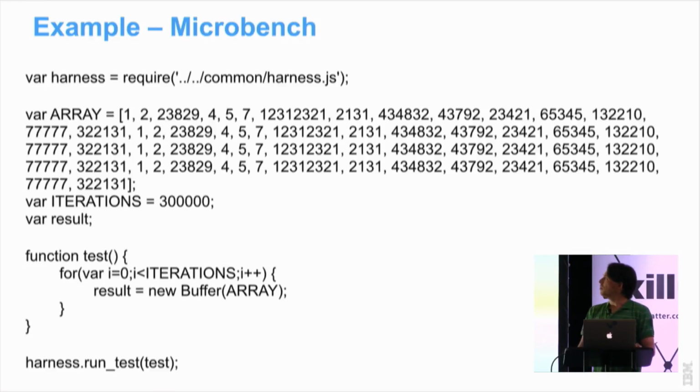So as an example, this is a micro benchmark that we've been running at IBM, and it simulates creating a buffer from an array of numbers. We repeat this operation a large number of times and then run it through a test harness which tries to either get good quality data or run until the maximum number of iterations that we've defined.